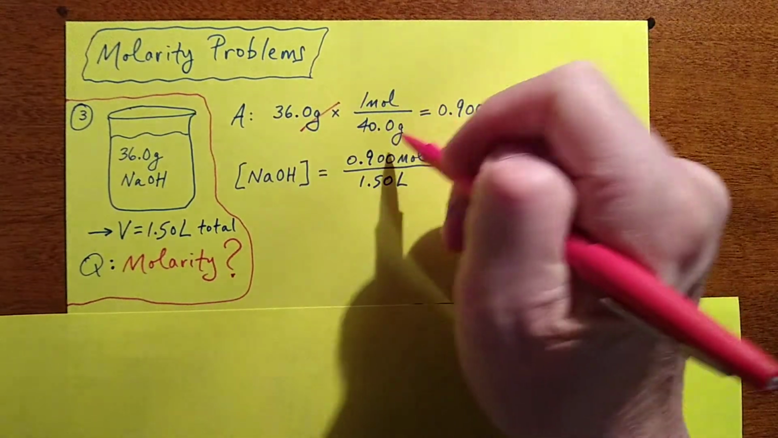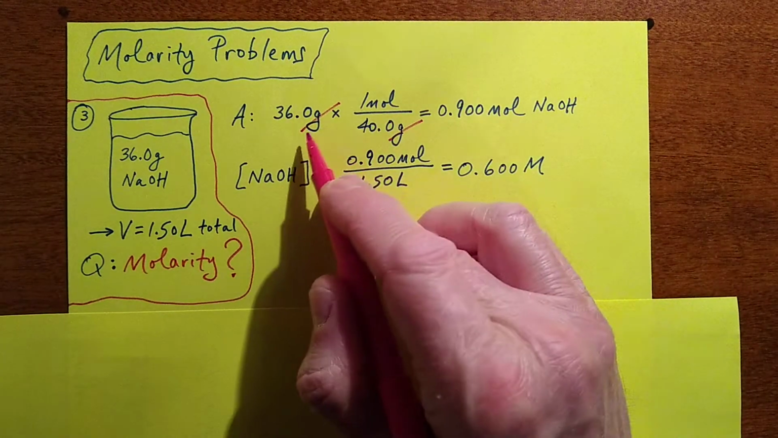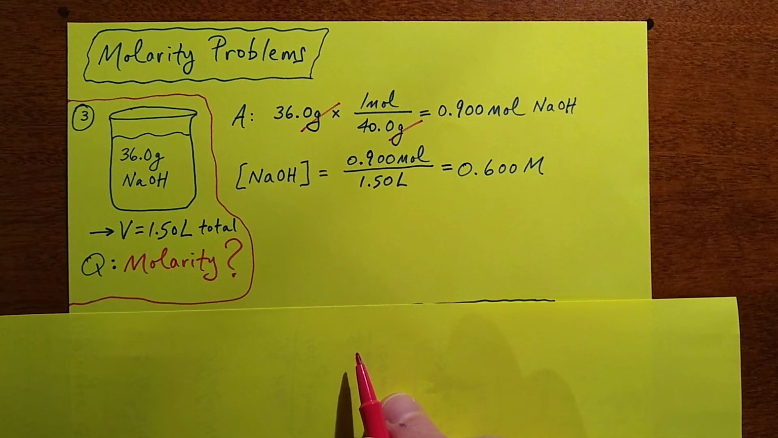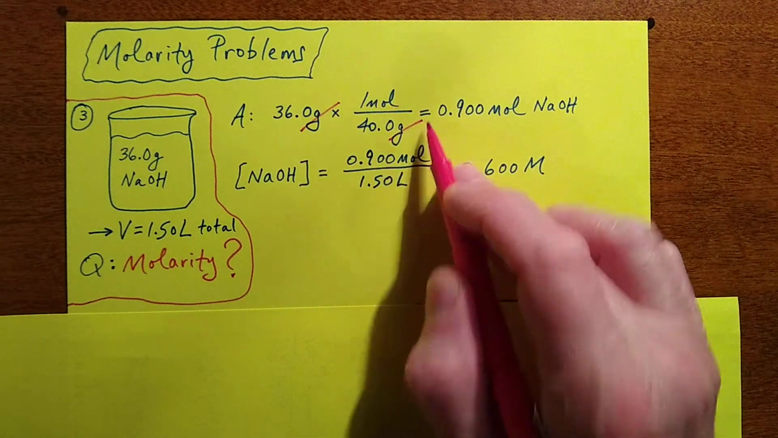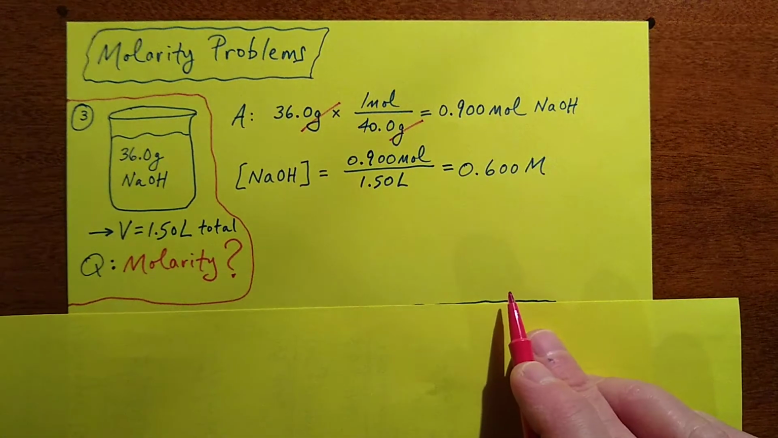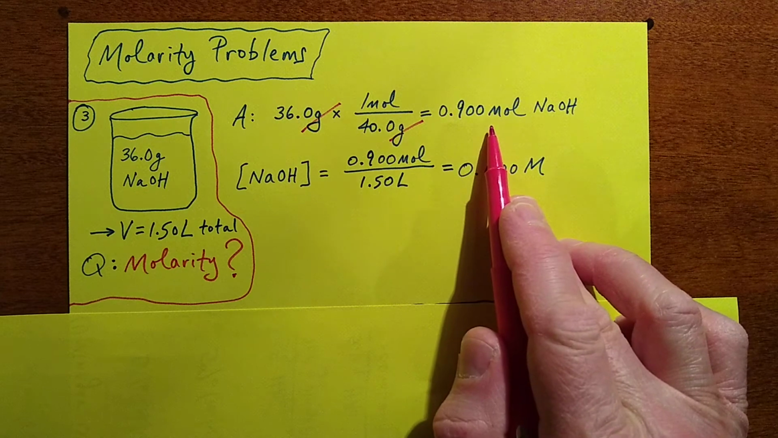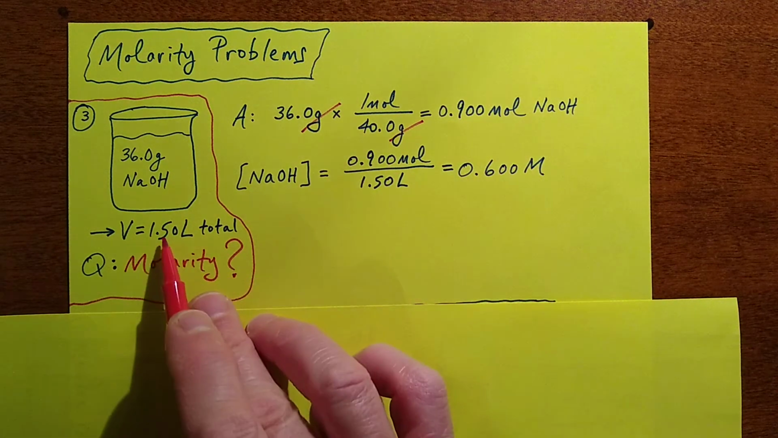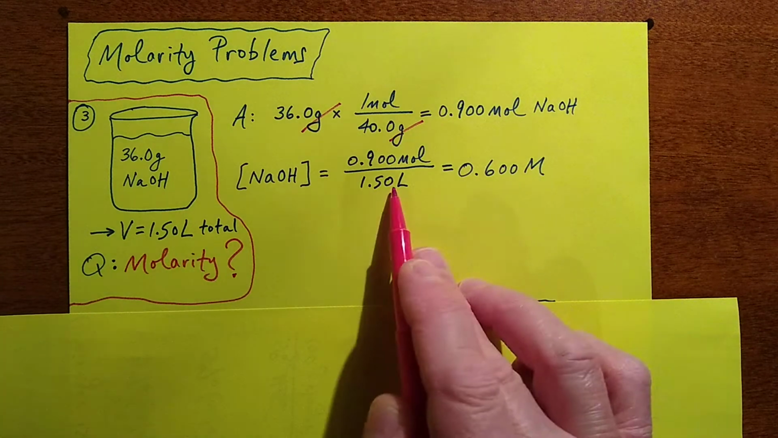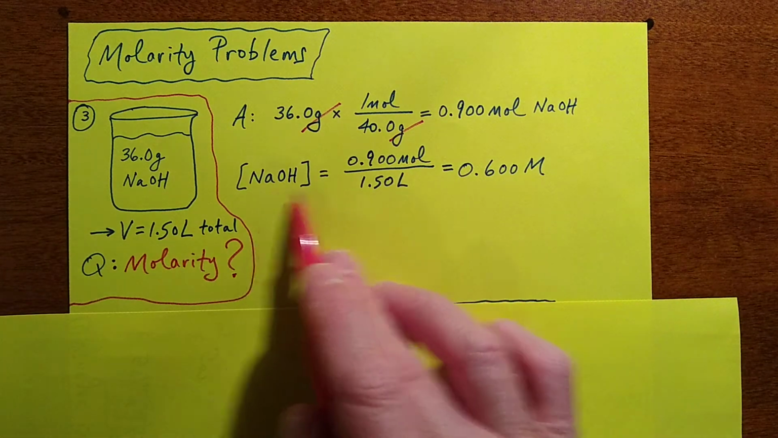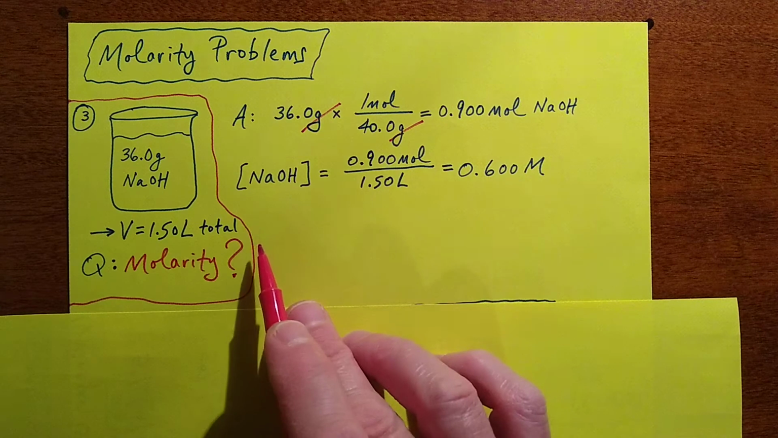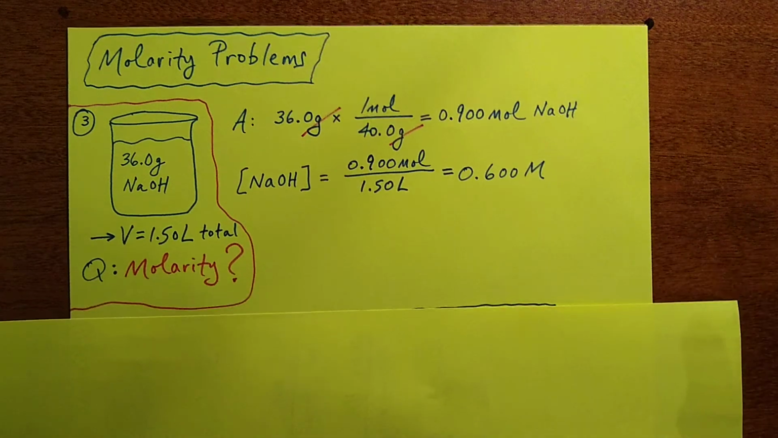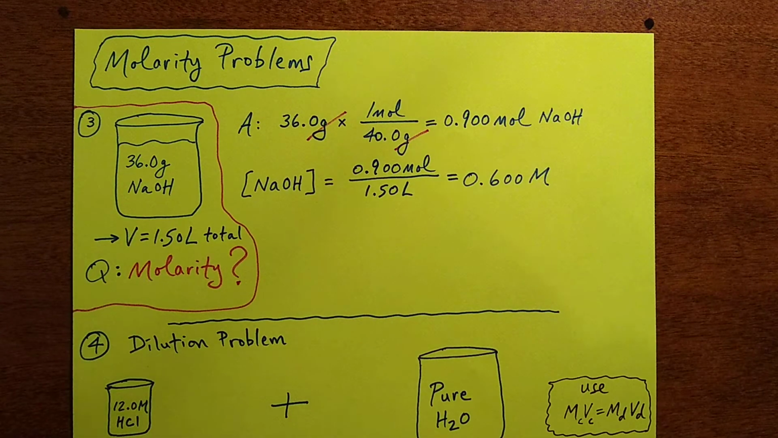But notice the units. This is how you should practice these problems. Make sure the units are converting properly. Grams on top cancels with grams on bottom. I'm left with moles of sodium hydroxide. That divided by the volume of the whole solution, 1.50 liters, is my molarity, moles per liter, which I can express as this square bracketed sodium hydroxide, like so.